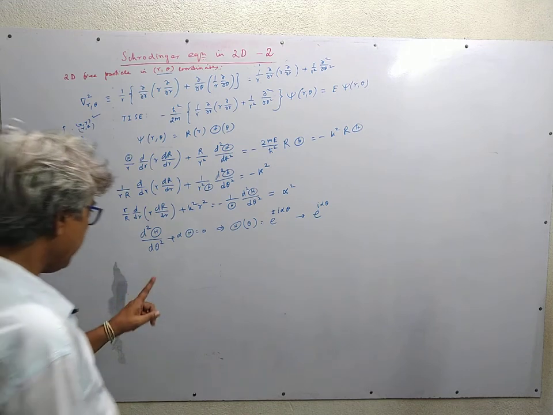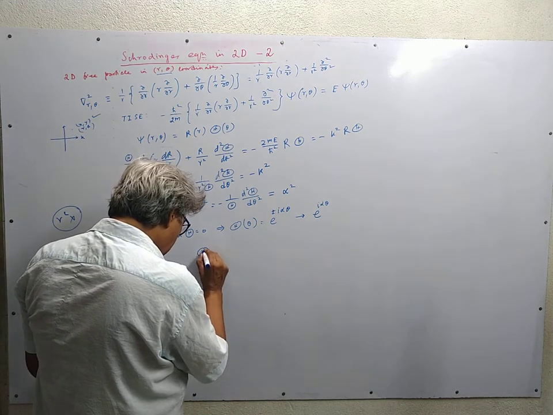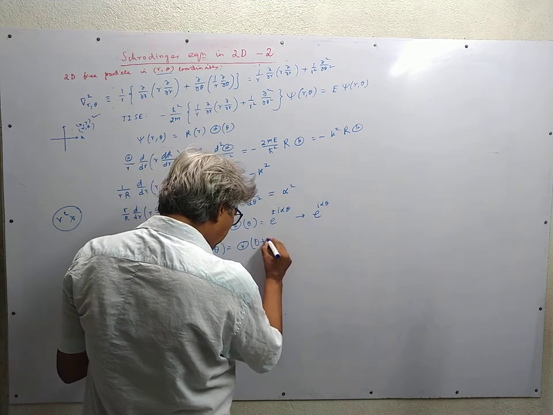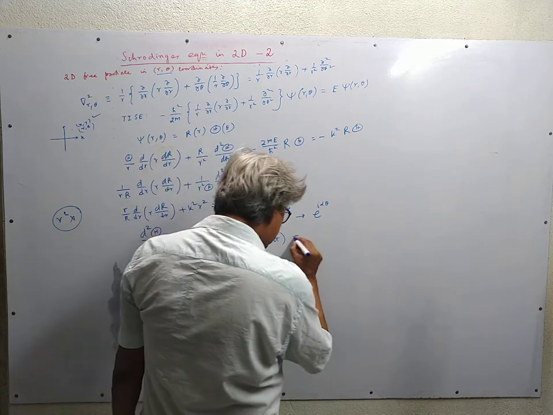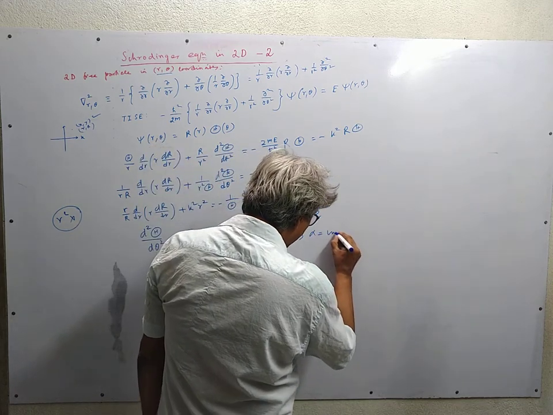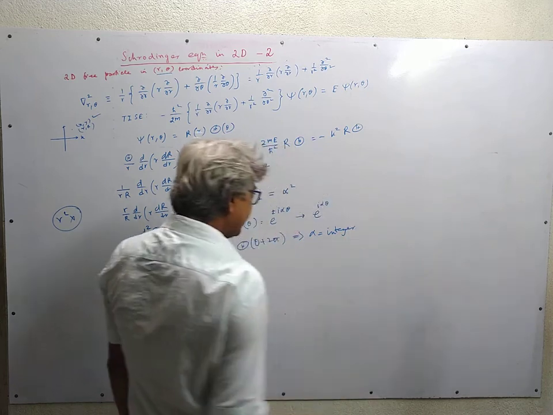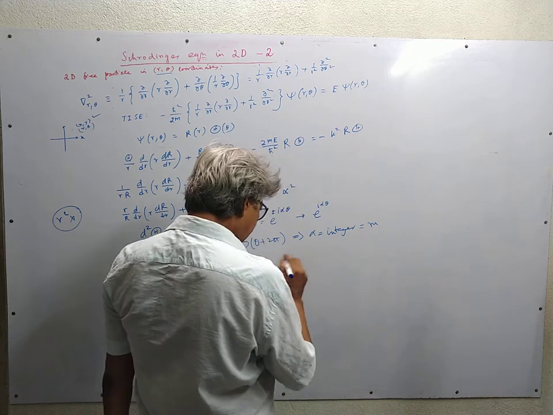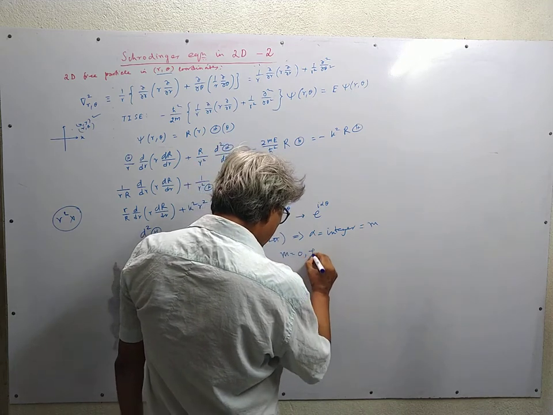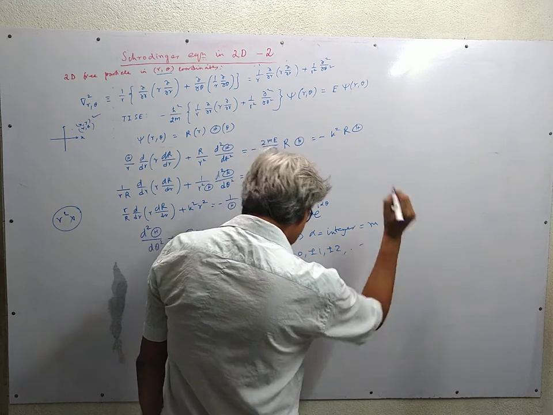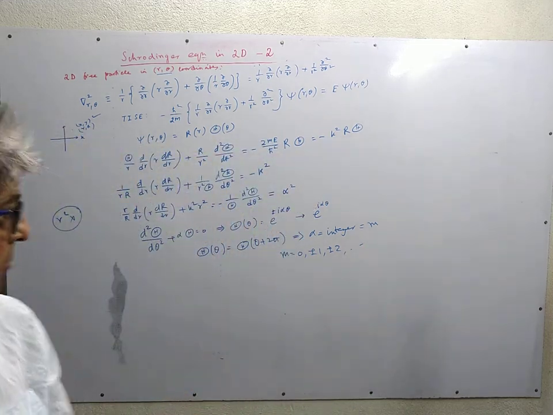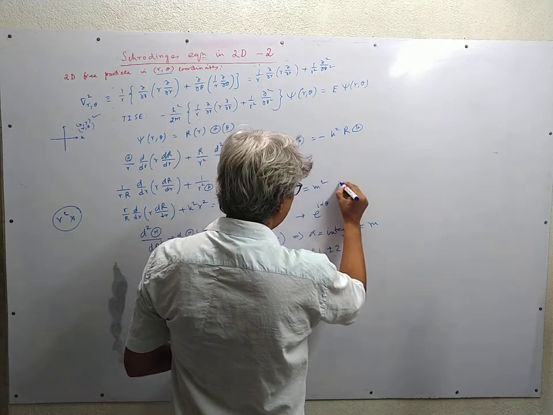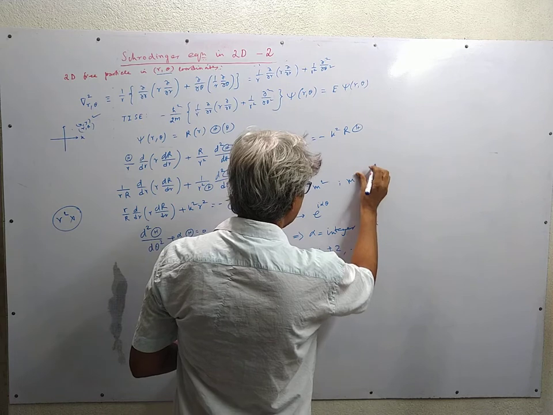But one thing to remember is that capital Theta of theta is equal to capital Theta of theta plus 2 pi, which implies that alpha must be an integer, and it is generally denoted by m, so that m can have values 0, plus minus 1, plus minus 2, as we have seen in the vector model. So it is written as m square, where m is an integer.